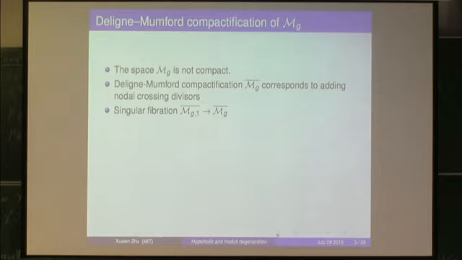As we know, the moduli space is not compact. Deligne and Mumford gave a compactification of the space using algebraic geometry methods. This corresponds to adding nodal divisors, which are basically the simplest singularities we can add for this kind of curve. So we add some divisors into M_g to compactify it. We also compactify C_g, which is just M_{g,1}. After the compactification, the map from the compactified M_{g,1} over the compactified M_g is a singular fibration.